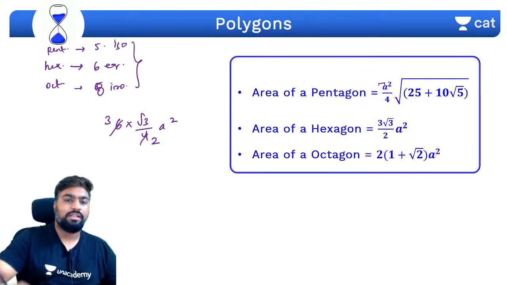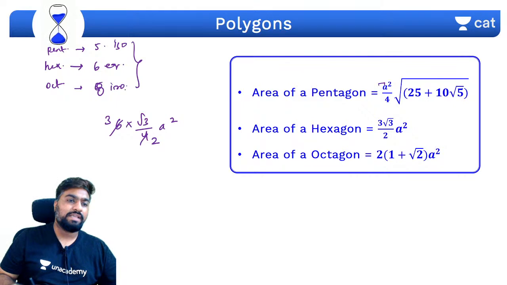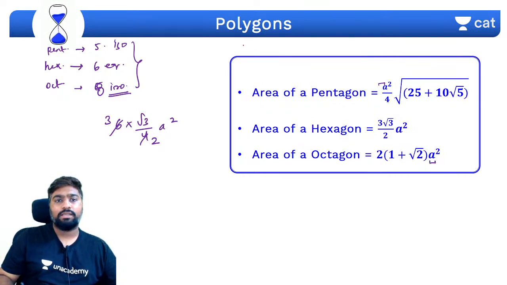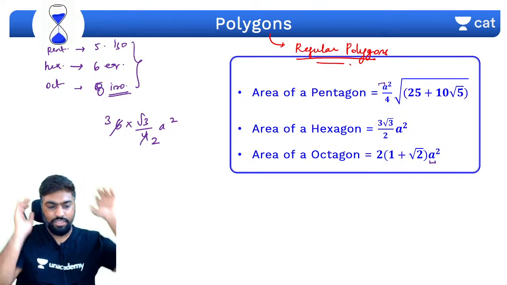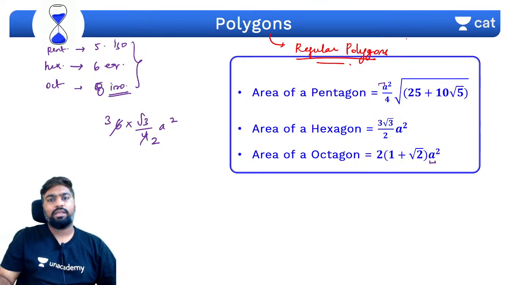Yes. And if you want that for an octagon, it is 8 times isosceles triangles, or you can remember it this way: 2 into 1 plus root 2 times a square, where a is the side. All these are for what kind of polygons? These will work only for regular polygons. Got it? These work only for regular polygons, not for random shaped polygons. ठीक है? Regular polygons मतलब क्या? All sides equal, all angles equal.